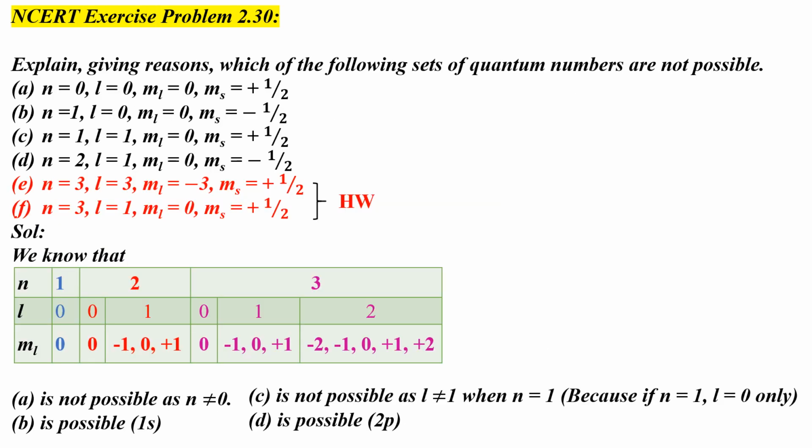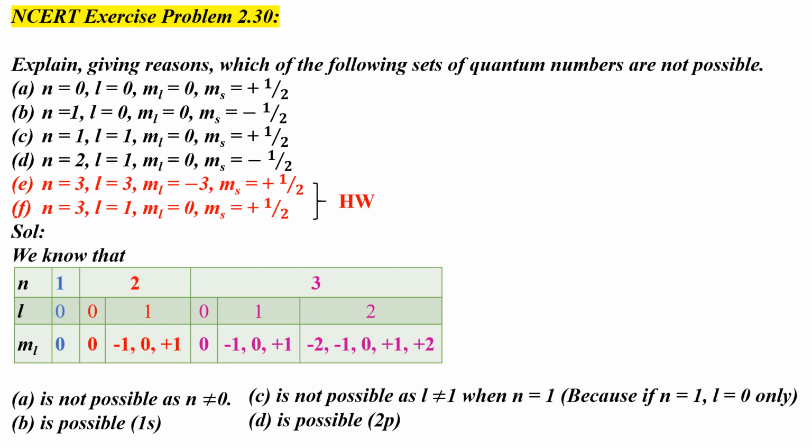Exercise problem 2.30. Explain giving reasons which of the following sets of quantum numbers are not possible. Here you are given 6 sets of quantum numbers, and what are you asked? You are asked to find out which sets of quantum numbers are not possible, citing suitable reasons. Okay, let's solve this. First of all, I have tabulated the values of n, L and ml. This is done as usual. When the value of n is 1, L can have 0 value and ml also can have only 0.